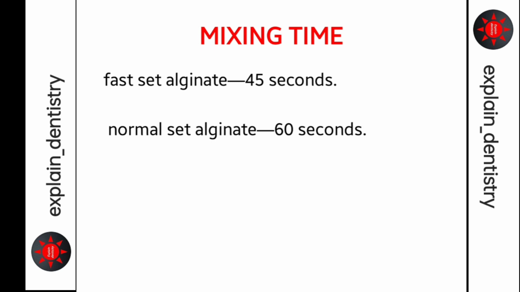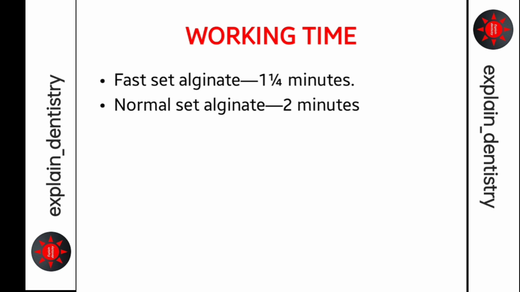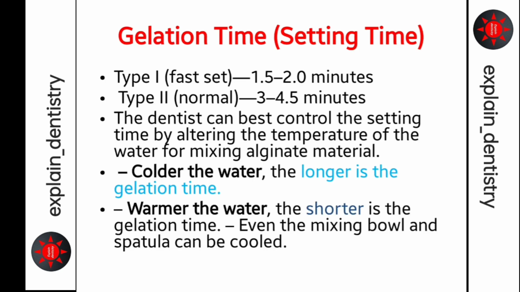Mixing time: fast set alginate 45 seconds and normal set alginate 60 seconds. Working time: fast set alginate 1 and 1 by 4th minute, normal set alginate 2 minutes. Gelation time or setting time: type 1 fast set is 1.5 to 2 minutes, and type 2, normal, is 3 to 4.5 minutes.